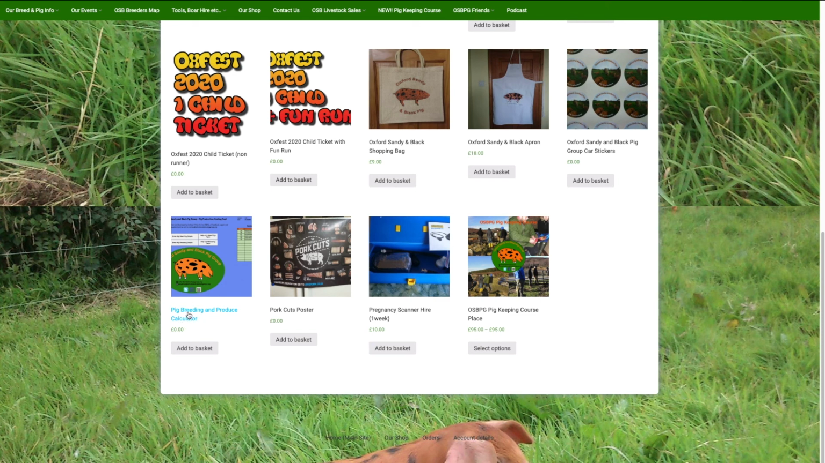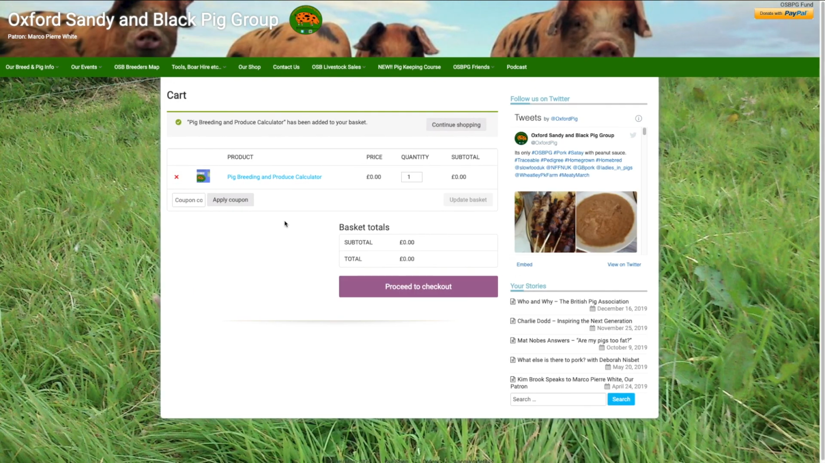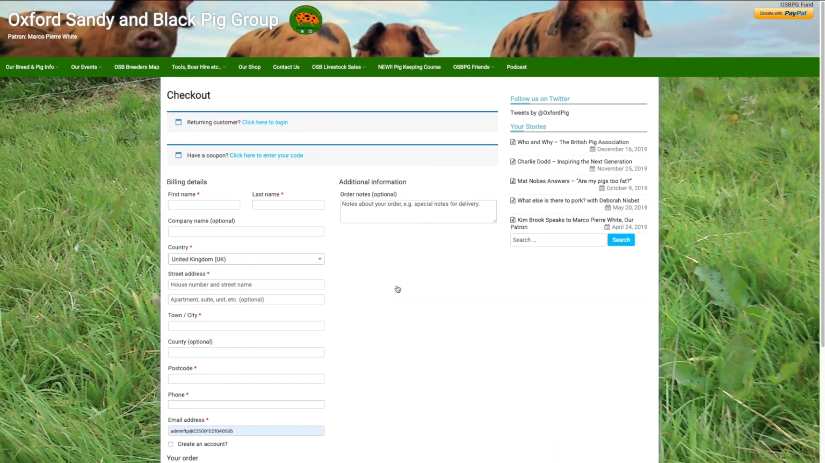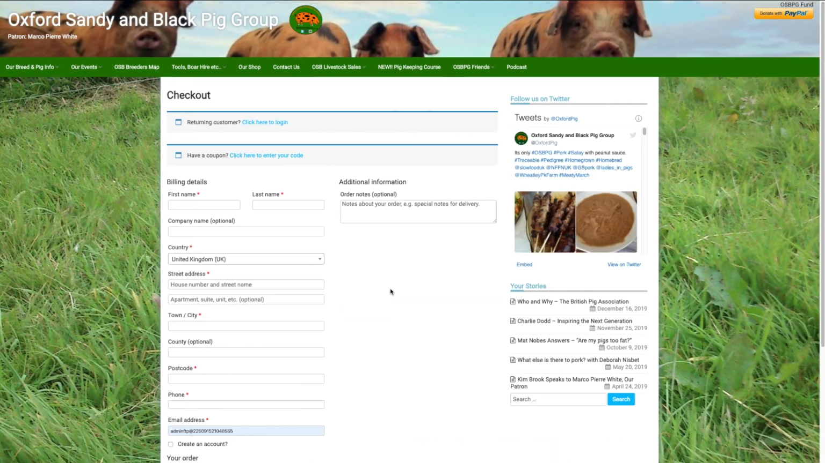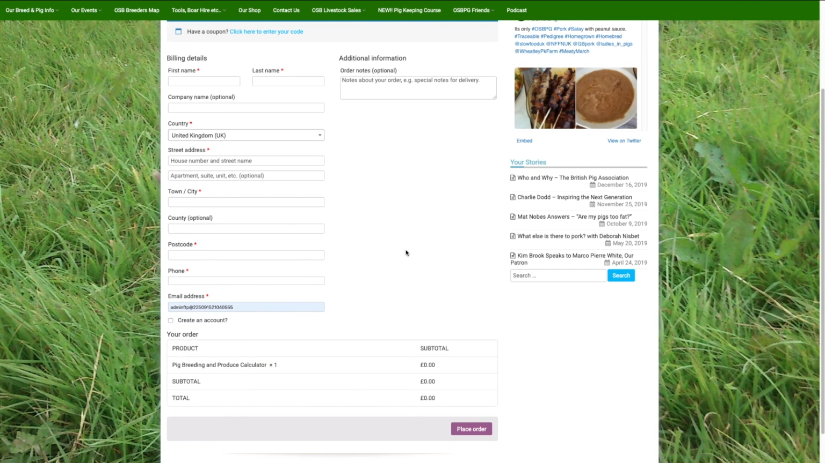So if we click on that item, it will open up the item. You can then add it to your basket. You can see that it's still free. There's no shipping cost, and we proceed to check out. And basically you'll then get an email through to you confirming this, and a link to download the calculator. That link is specific to you, and will only allow you to download the file once. But like I say, if there are problems, you can always reach out to me, Andrew, at oxfordsandyandblackpiggroup.org.